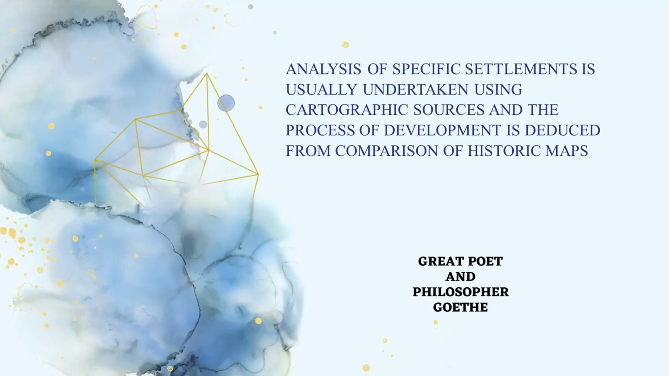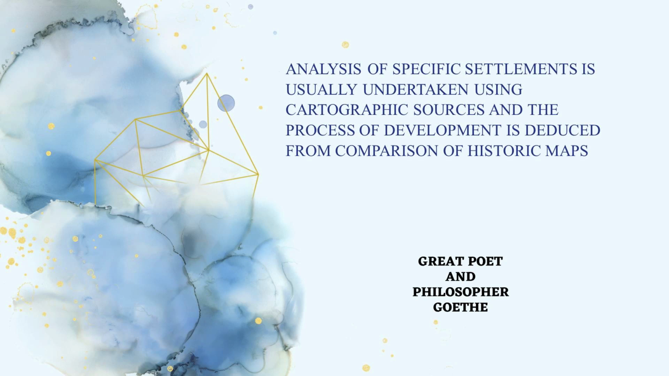Now, if you ask me the definition, urban morphology is an analysis of specific settlements usually undertaken using cartographic sources, and the process of development is deduced from comparison of historic maps. So, if you see a place a few years back, how it was and how it is, cartographic is nothing but the maps. Now, we have the GIS and the GPS system which is helping us to ascertain how a place exists.